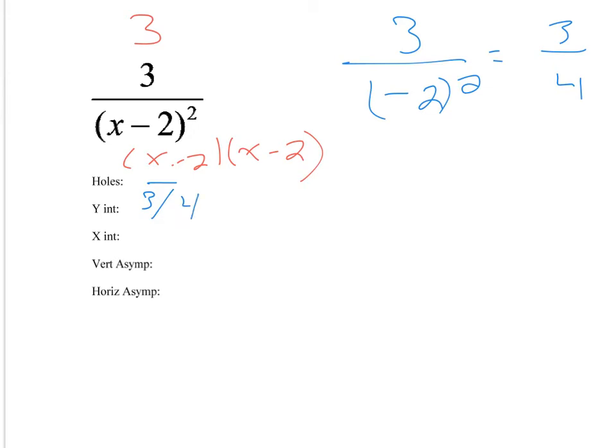Our x-intercept, we let the numerator be 0. So we let the numerator, which is 3, equal 0. Well, 3 does not equal 0. It never will, so there is no x-intercept. There are no roots.